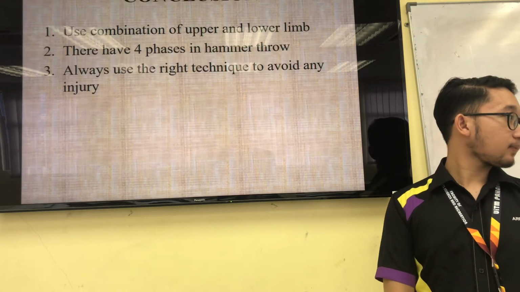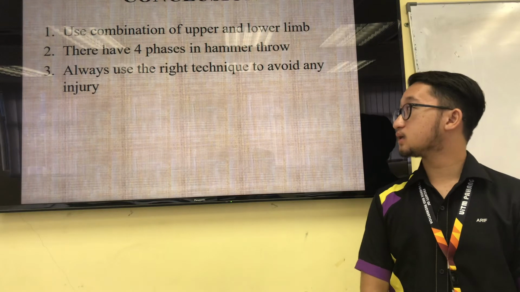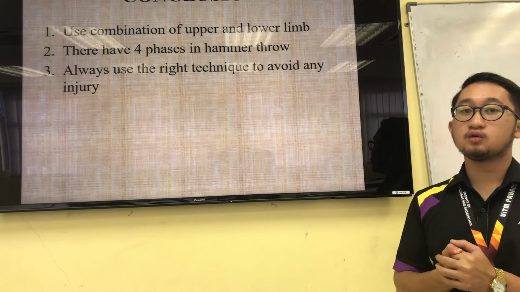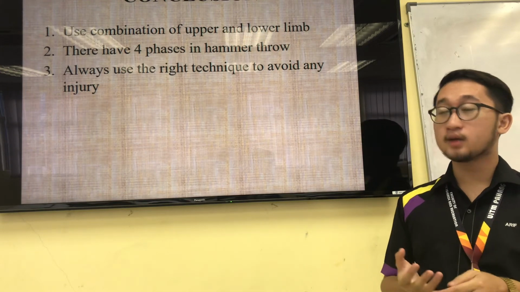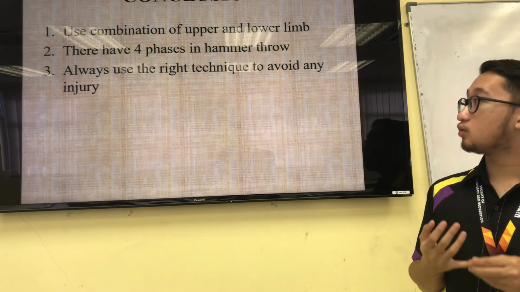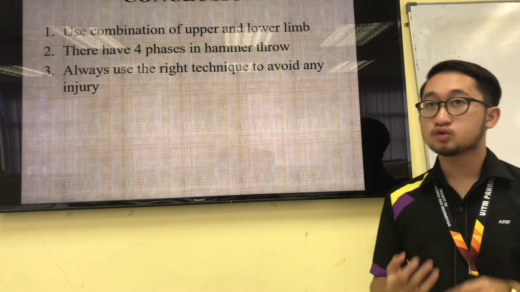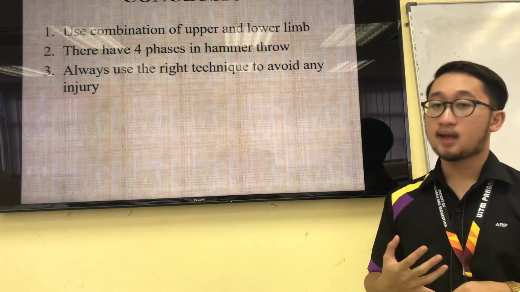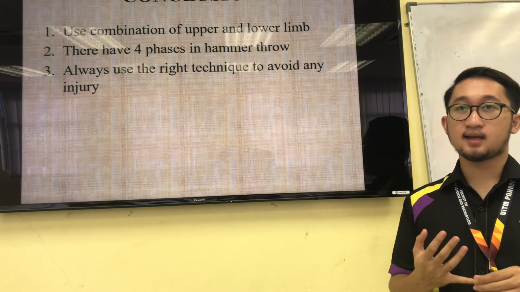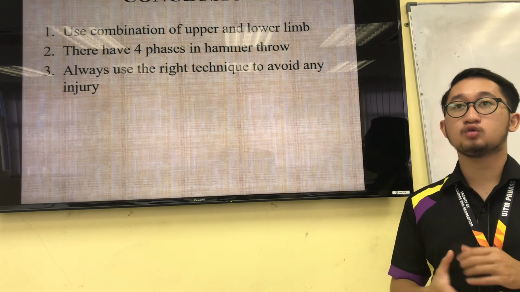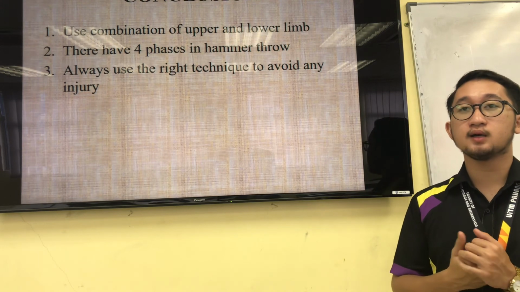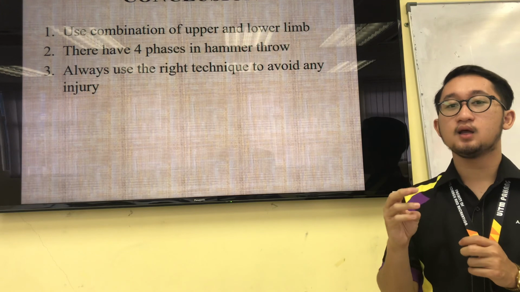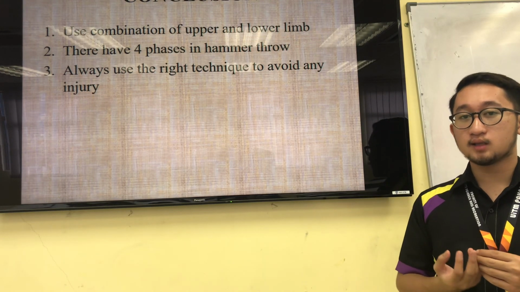As the conclusion, this sport of hammer throw consists of a combination of upper and lower limb. There are also four phases in this sport. Always do the right technique and practice a lot for you to have a good and specific angle to produce the best quality of your throw.